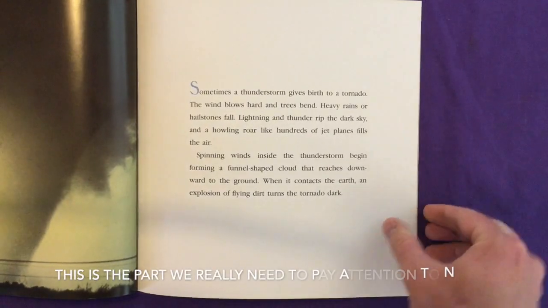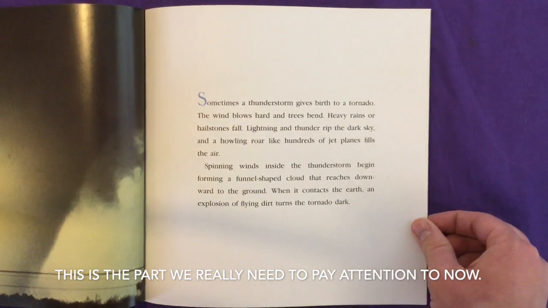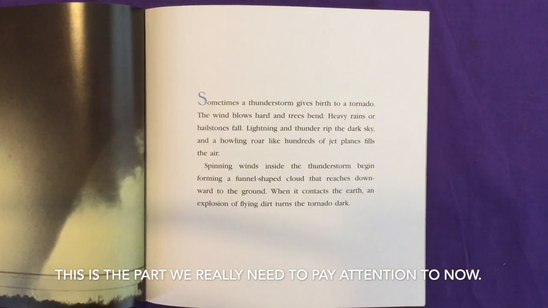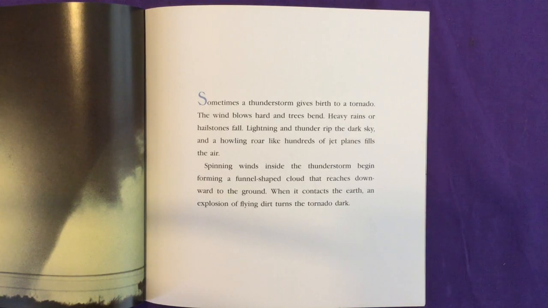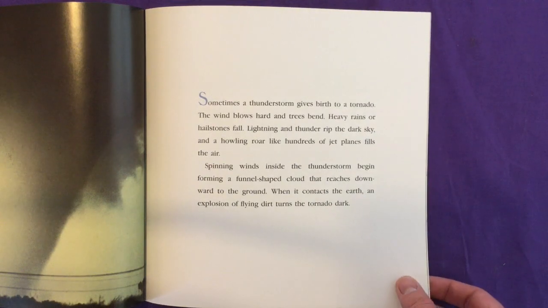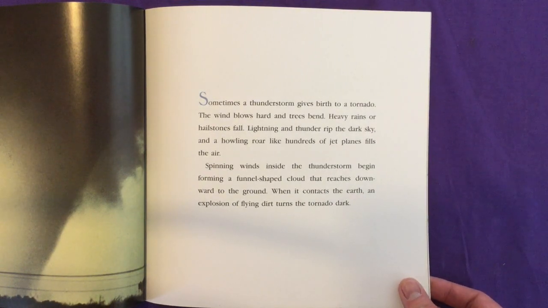Sometimes a thunderstorm gives birth to a tornado. The wind blows hard and trees bend. Heavy rains or hailstones fall. Lightning and thunder rip the dark sky. And a howling roar, like hundreds of jet planes, fills the air.